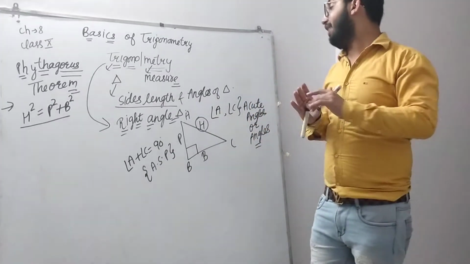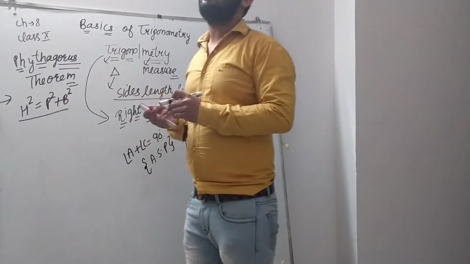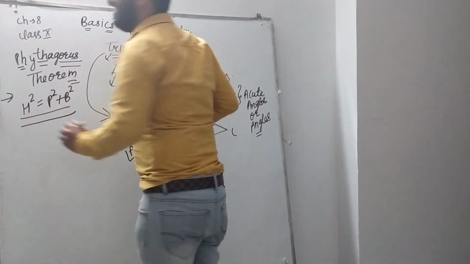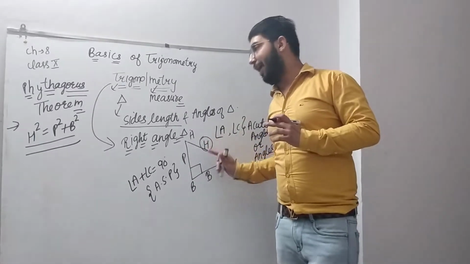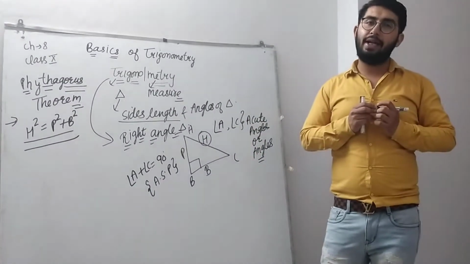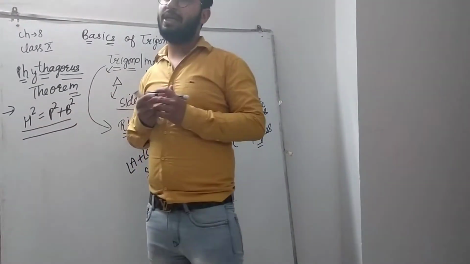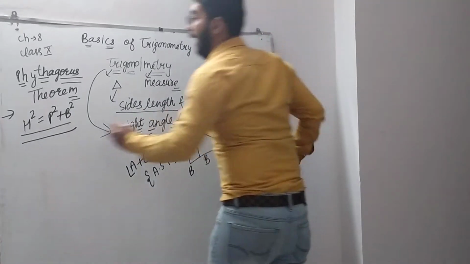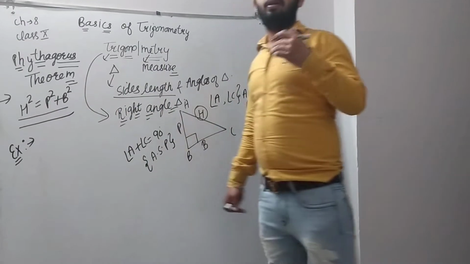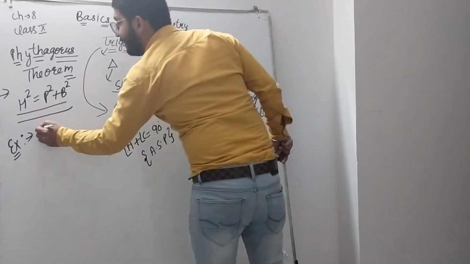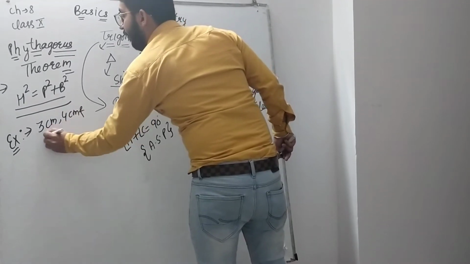If the lengths of the sides of any triangle satisfy this relationship between the hypotenuse, perpendicular and base, then we can say that the triangle is a right angle triangle. That is, h square equals p square plus b square. Let us take an example. Suppose the lengths of the sides of a triangle are 3 cm, 4 cm and 5 cm.